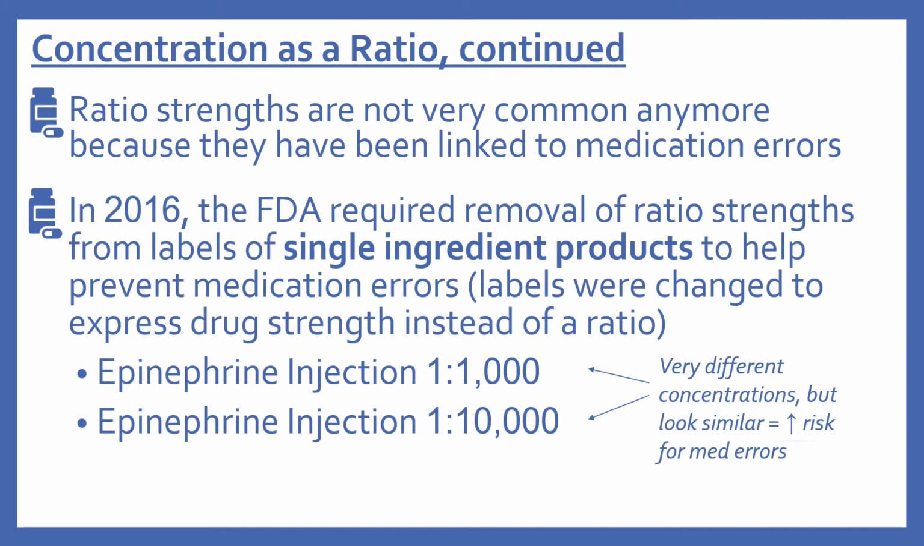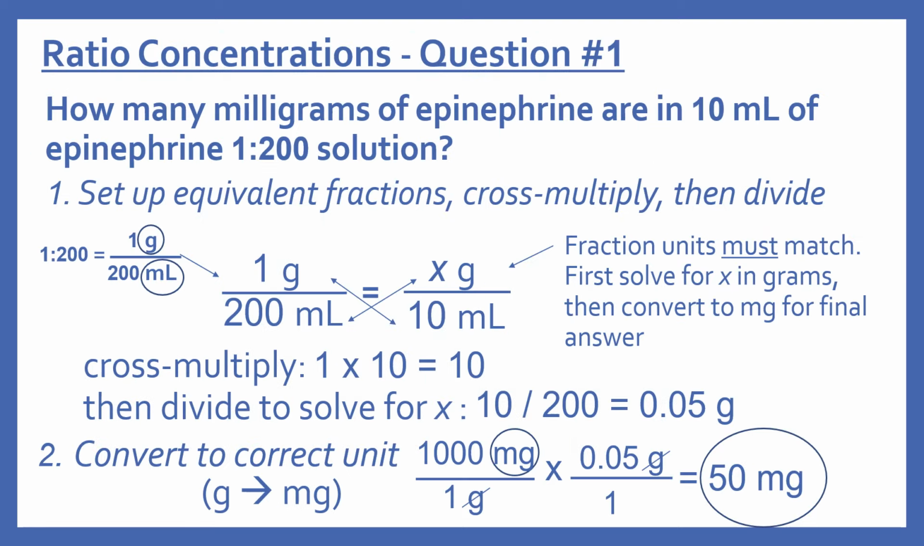So one of those products that was affected was epinephrine injection. It comes in a 1 to 1,000 strength, and it also comes in a 1 to 10,000 strength. So you can see how those are very similar. Just one zero is all that makes a difference, and they're very different concentrations, but because they look similar, that could increase the risk for medication errors. So these ratio strengths aren't as common, but they still are used somewhat. So we'll look at a couple questions with those.